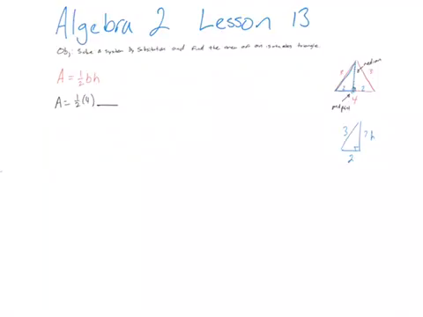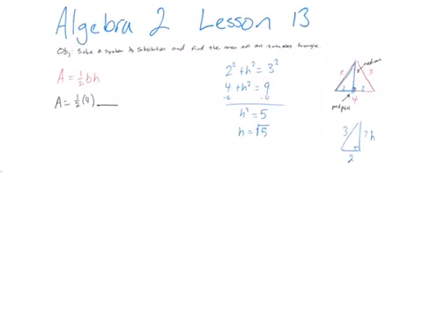So using the Pythagorean theorem, we know that 2 squared plus h squared is going to equal 3 squared. 2 squared is 4, plus h squared is equal to 3 squared, which is 9. Subtracting 4 from both sides, we get h squared is equal to 5, which means h is equal to the square root of 5.